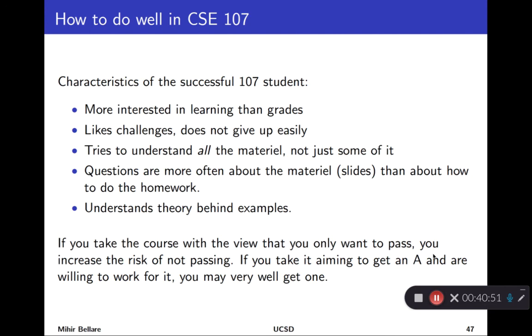Ambition is a route to success. People who enter the class saying, I just want to pass and graduate, risk not passing because they perform at somehow minimal level. But those that enter saying, I'm going to get an A, well, they often do actually.